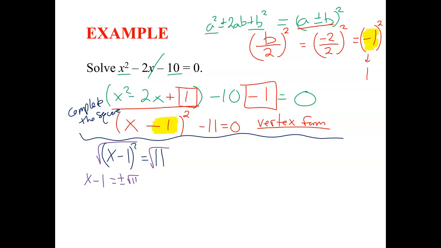All right, and then last step. By doing what? Adding 1. So 1 plus or minus square root of 11. Again, two answers. It's 1 plus square root of 11 and 1 minus square root of 11. You can leave it as plus minus, that's fine. I don't care. That represents both.